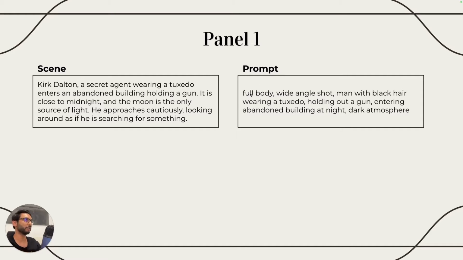And you can see here that I've got full body wide angle shot, right? So this is what I mean by camera angle and camera shot. And I've described my character here. It's a man with black hair wearing a tuxedo. So I've described the man a little bit, the appearance and the dress. Holding out a gun, that's the action. And so is entering an abandoned building. Abandoned building at night becomes the location and the time. And finally, I've said dark atmosphere.